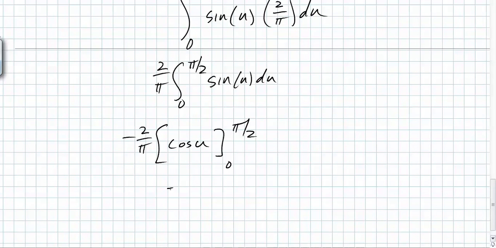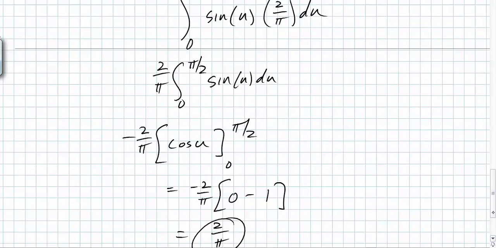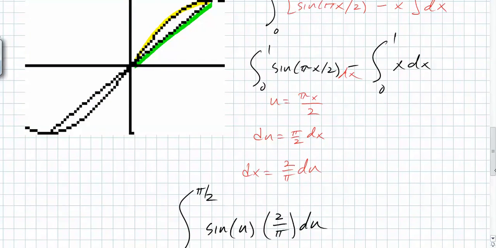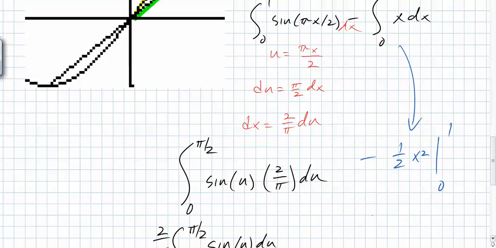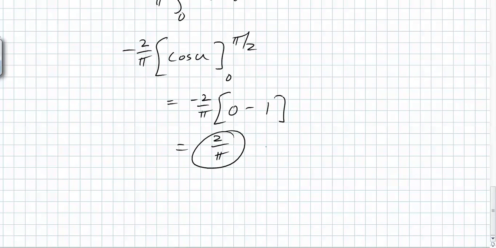And that's going to be equal to negative 2 over pi. What's cosine of pi over 2? 0 minus what's cosine of 0? 1, exactly. So you end up with 2 over pi, but then you have to do the other side over here. From 0 to 1, which is just going to be what? Negative 1/2. So it's this minus a half.